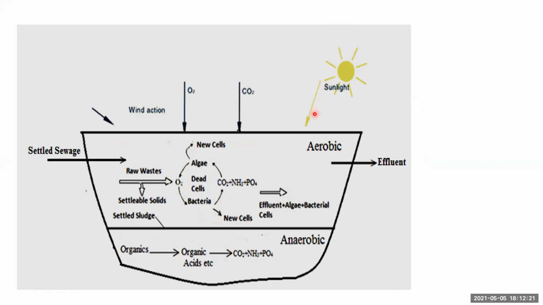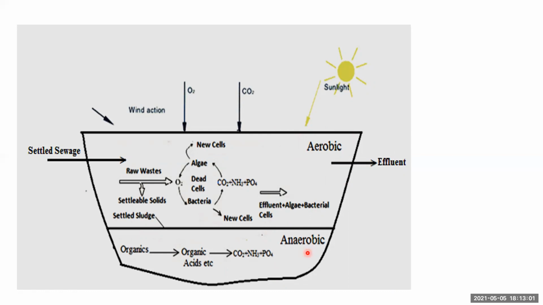You can see here sunlight. Sunlight, of course, plays a major role here. Oxygen and CO2 also play major roles. Whatever settleable solids or sludge is present in the settled sewage dumped into this pond will settle down at the bottom of the pond, where anaerobic conditions are present. At the top, where there is sunlight and proper dissolution of oxygen, there is aerobic condition. In the middle part, there is facultative condition, and at the bottom, there is anaerobic condition.